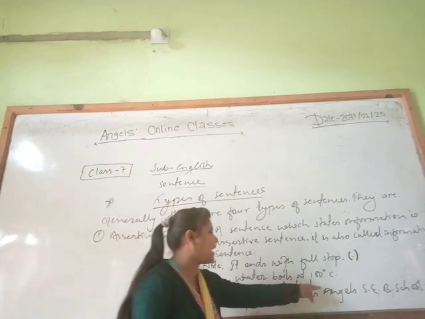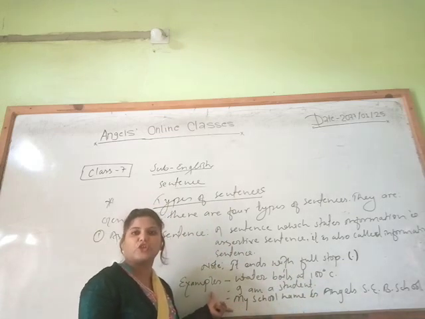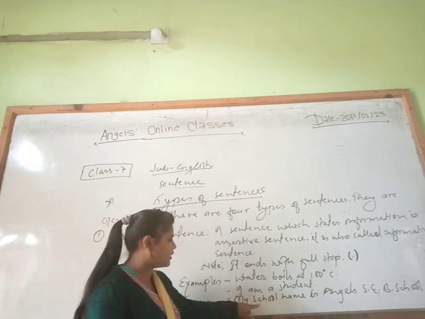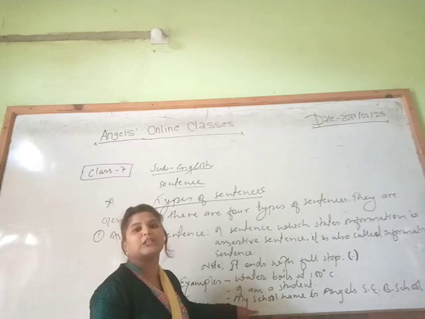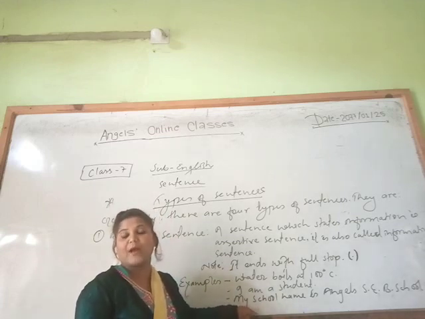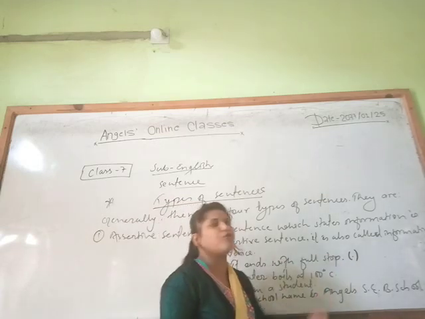My school name is Angel Secondary Boarding School. It is also introducing an educational institute. Therefore, information has been given about the school, so it has been mentioned in an assertive sentence. Whenever you have to express any information, we have to take the help of an assertive sentence. And an assertive sentence ends with a full stop.